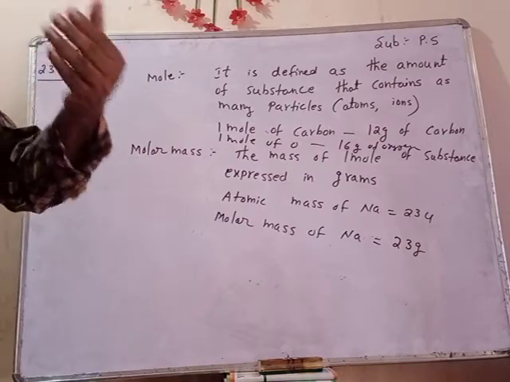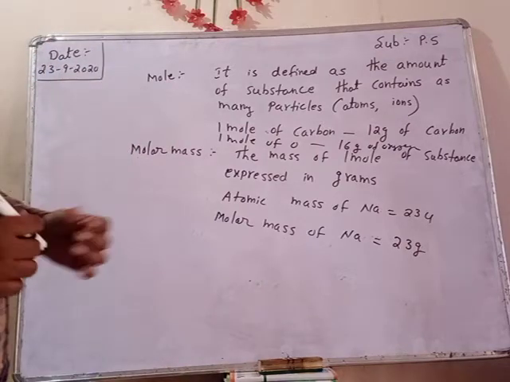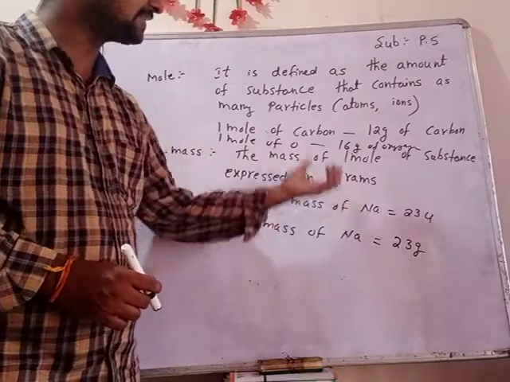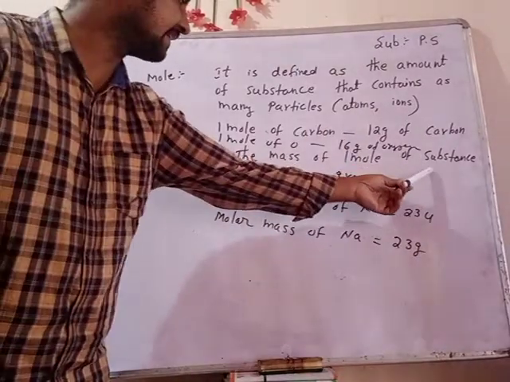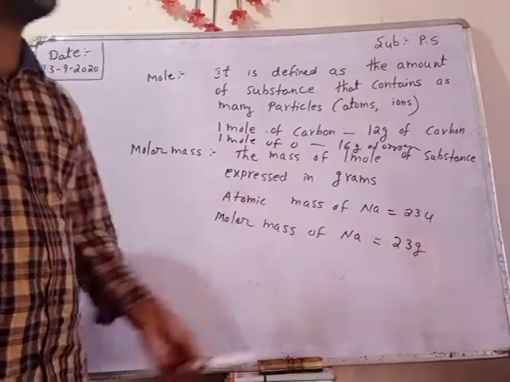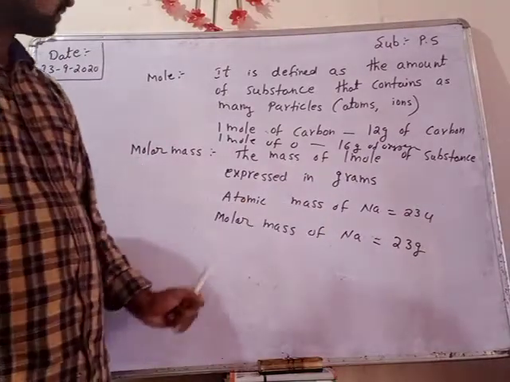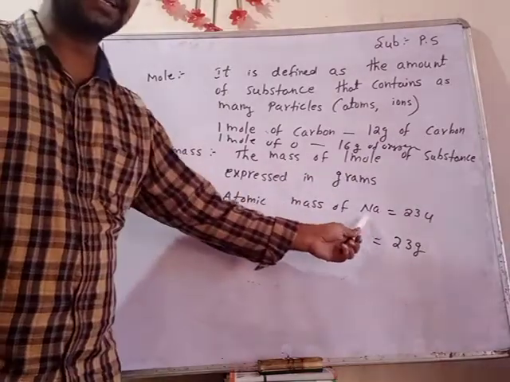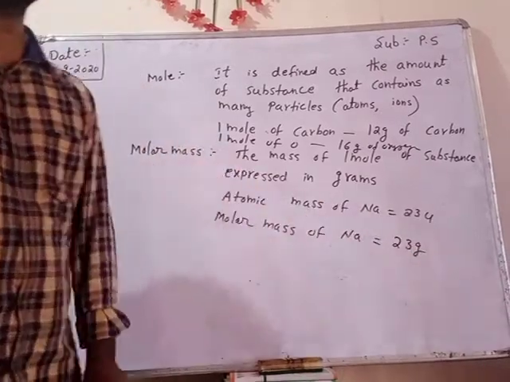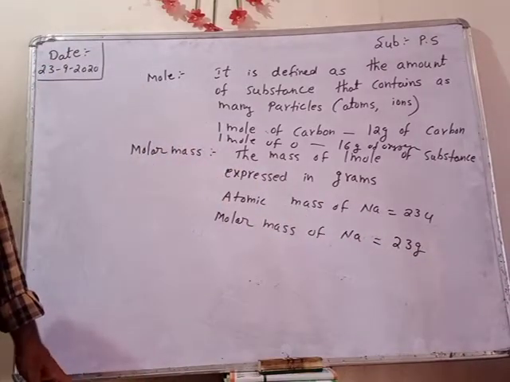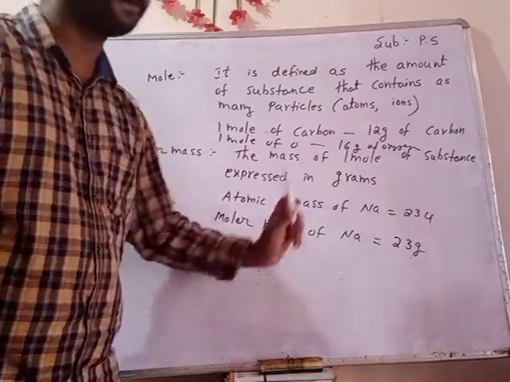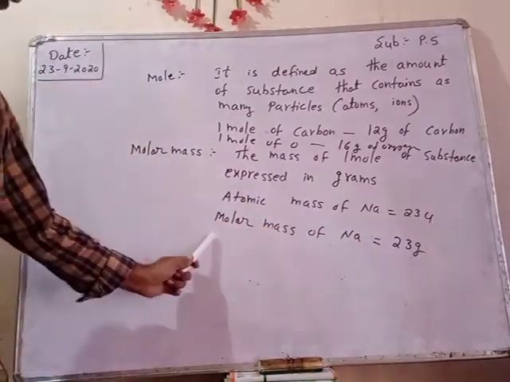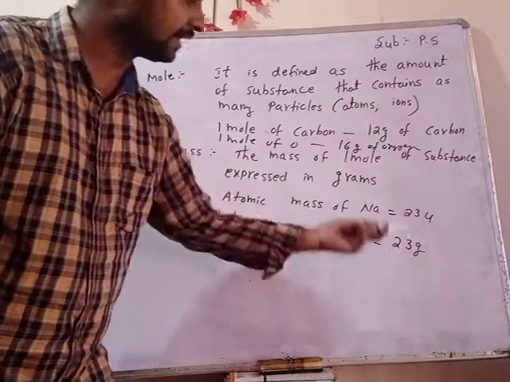The mass of 1 mole of substance expressed in grams. For example, the mass of sodium is 23 atomic units or universal units. So 23 units is equal to the atomic mass of sodium. So the molar mass of sodium is simply 23 grams.